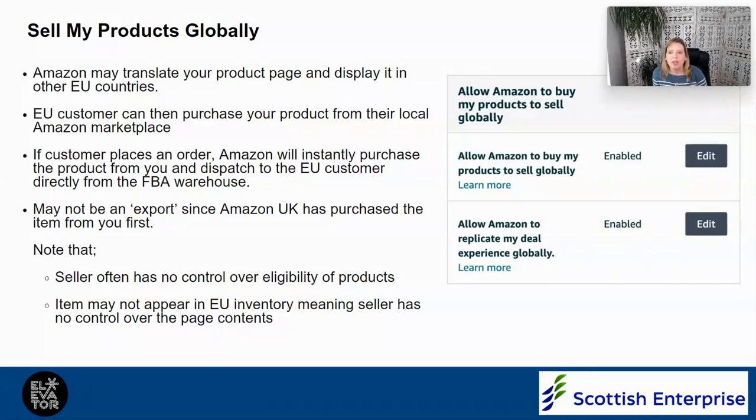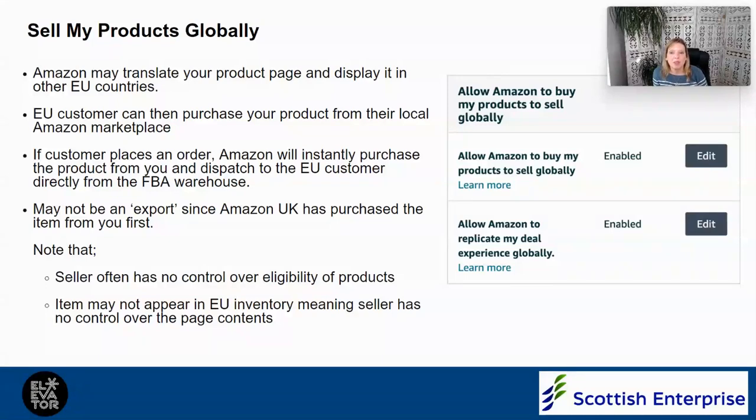So in the event of the order, it's Amazon UK who purchased the item from you, not the overseas customer. Amazon has just then supplied it onwards to them. So for you, the process and the price is no different to any other domestic order. And I have to say, folks, this can be a great way to get started, but a couple of things just to bear in mind in terms of your flexibility.